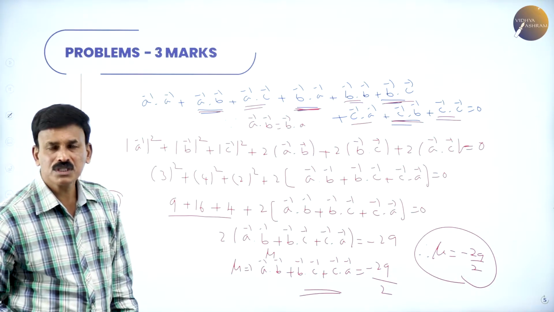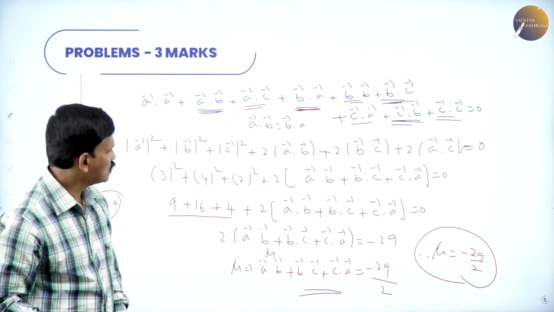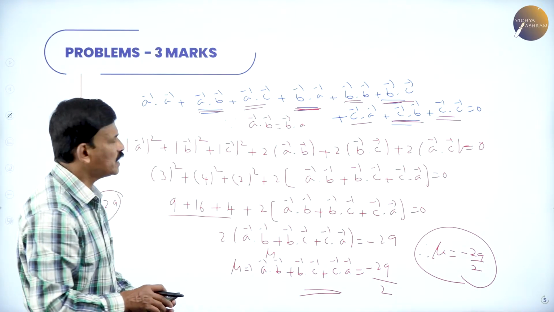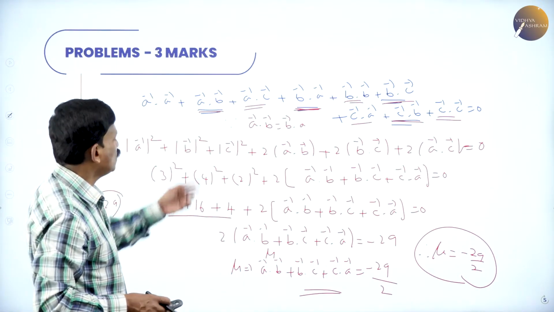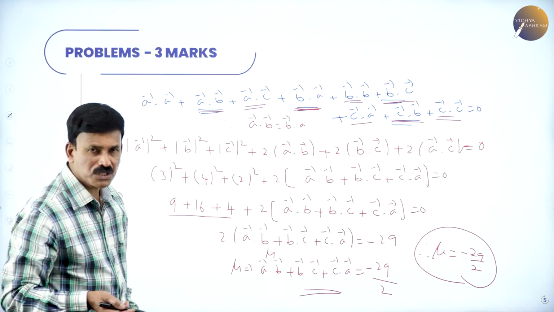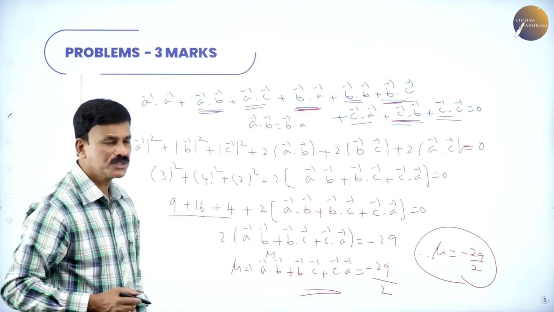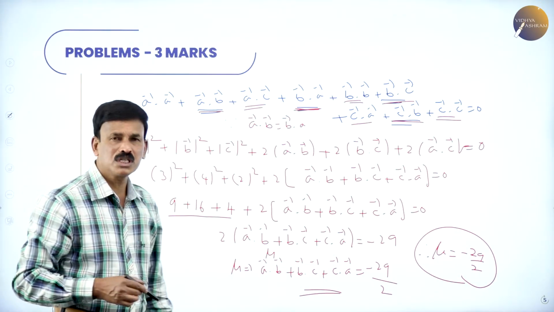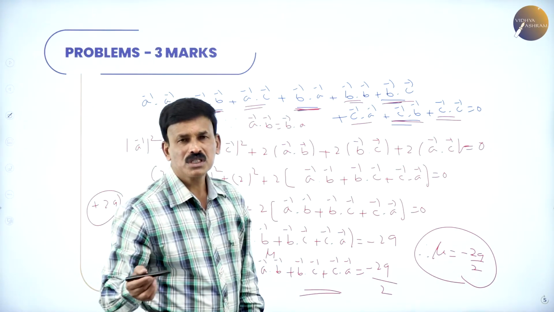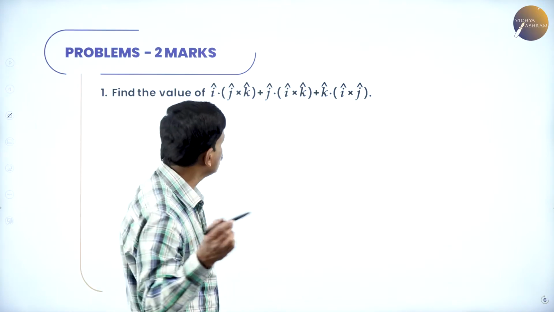Hope you followed. Okay. This is how we are going to solve. This is one method. So, straight away if you know the formula for A plus B plus C, the whole square vector, straight away you can write length of A square plus length of B square plus length of C square plus 2 times A dot B plus 2 times B dot C plus 2 times C dot A and simplify.